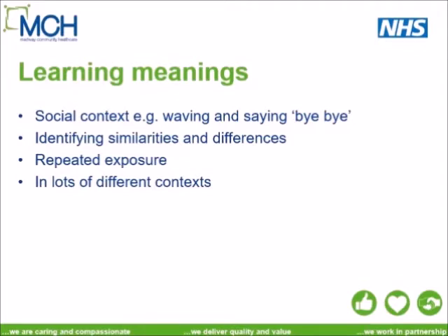Children start to identify similarities between words and differences. To begin with, it's very usual for a child to label all 4-legged animals as dog. But over time and repeated exposure, the child will begin to distinguish between a dog, a cat, and other animals.